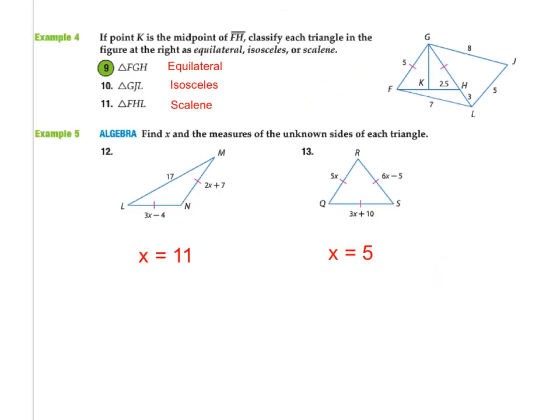Okay, we see up top here that we have our answers that we got before. Those triangles are equilateral, isosceles, and scalene. And down here, you should have gotten that x is equal to 11. And on the right side here, x is equal to 5.